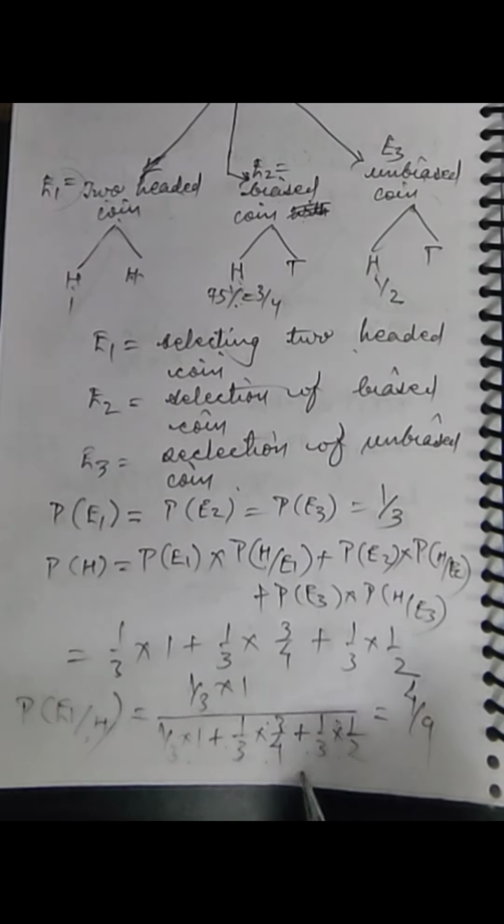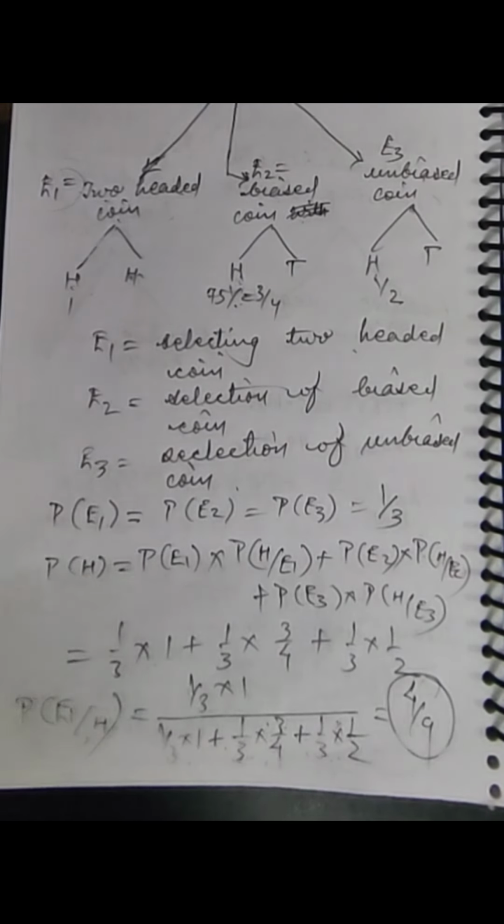Here we are getting 1/3 and 3 cancelled out. Here we will get 1/6. So 1/3 plus 1/4 plus 1/6, this sum is 9/12. So finally we are having 4/9 as the required probability. Let's see the next question which is given here.